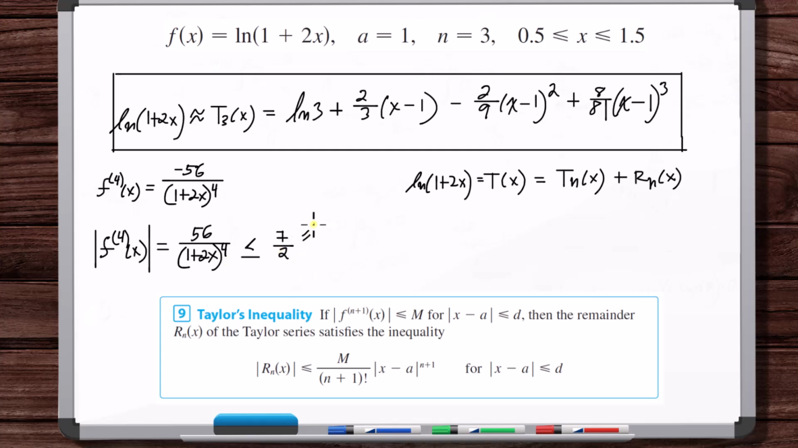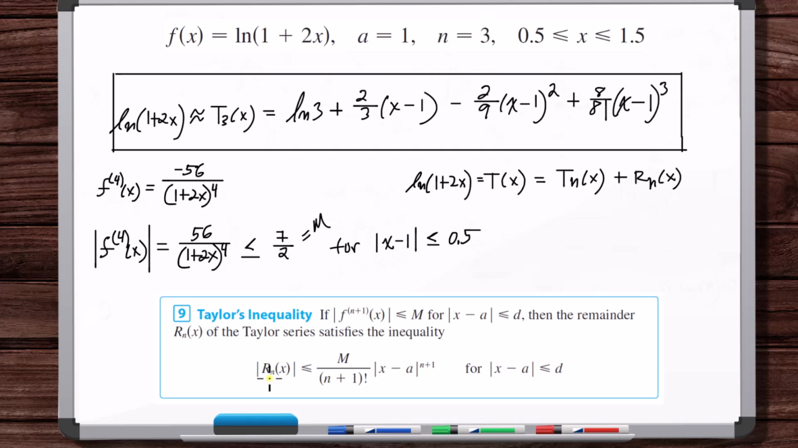This is M for all x in the interval. This here is just another way of saying this. So there we go. We have capital M. It's 7/2.